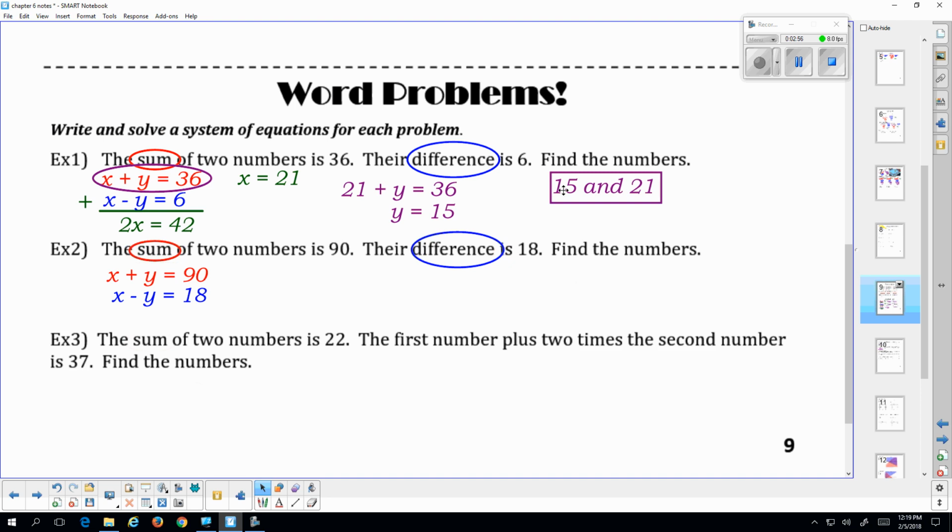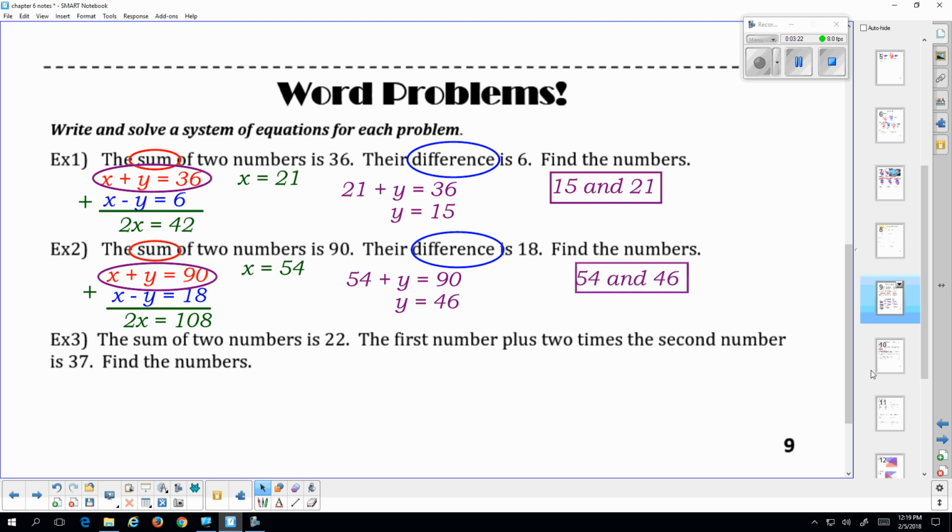So we can do the same exact process. I'm going to add the two equations. And what do I get when I add the equations? I get 2x equals 108. So what's x? 54. And then I'm going to choose this first one, and I'm going to plug in x, and then what's y going to be? Y is going to be 46. So my two numbers are 54 and 46.